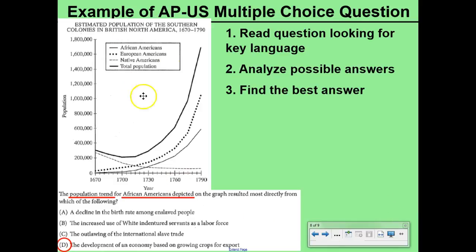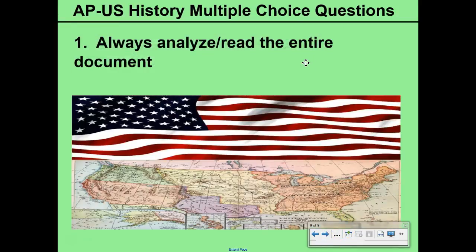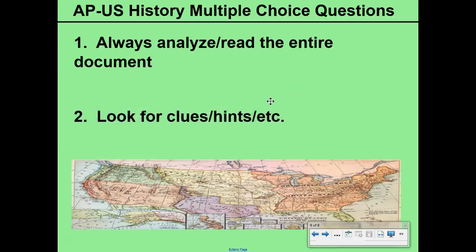So you've got to know what you're looking at in your source material. You've got to read the question carefully, you've got to analyze your answers, and then you've got to find that best answer. So just to wrap it up, a couple big ideas here. One, always analyze and read the entire document, graph, chart, whatever stimulus you're looking at. Take your time to make sure you understand what you are looking at and analyze it. Look for context. Look for your clues. Look for your hints. Read the titles of charts. Look for the author. Look for what the name of their book is. Look for what year it was published. All those things are hints and clues that are going to help you.